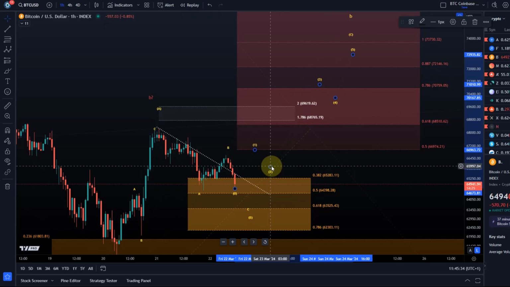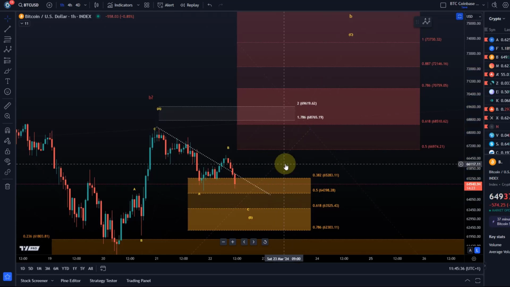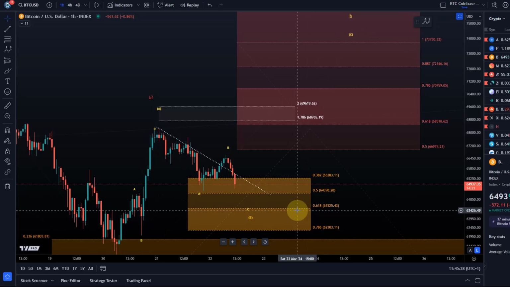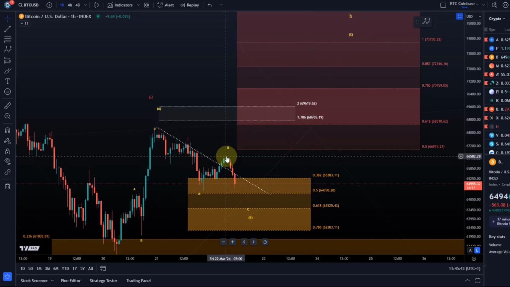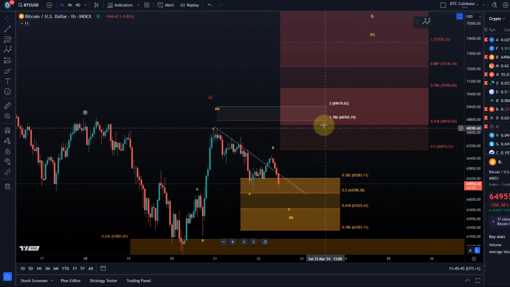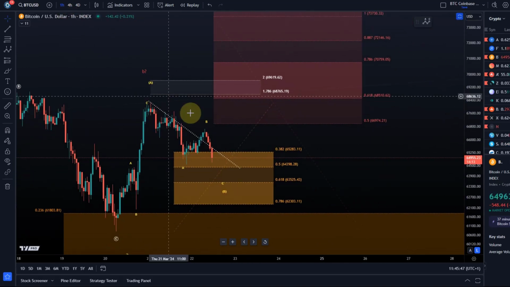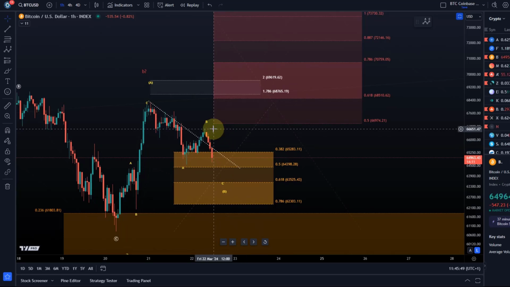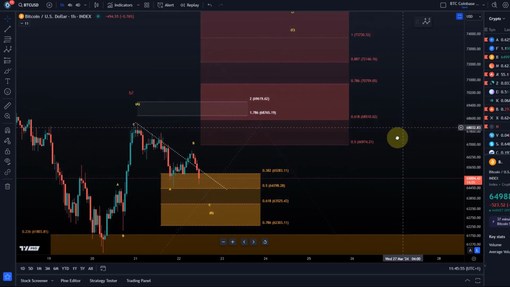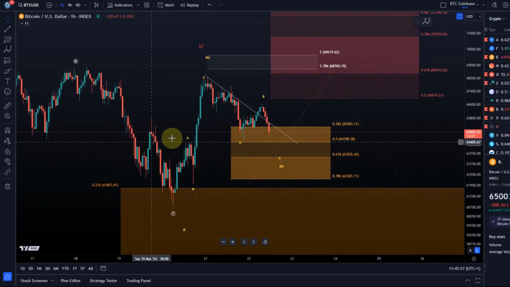And support can be found at 64,400, 63,525 and 62,300. And then this would be, at the moment, the preferred scenario. I told you what I need to see for that, and also a break above the last swing high here at 66,650 would suggest that this C wave to the upside has started to unfold.